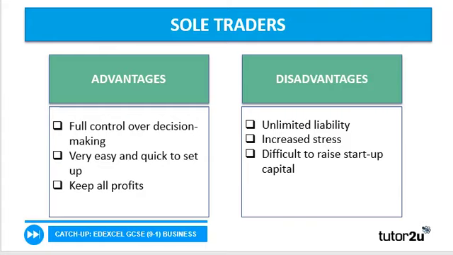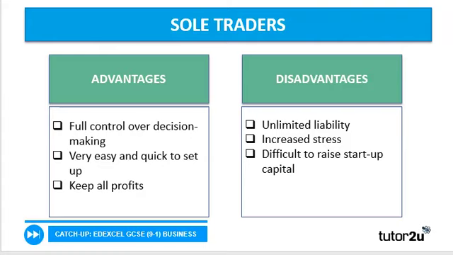The last advantage that we have here is that the sole trader can get to keep all the profits. And tying in with the first advantage, a sole trader obviously can make all the decisions, and instead of keeping all the profit, the sole trader may decide to reinvest some of that profit back into the business. But equally, they can keep all the profits for themselves, and this would be the reward for investing in this type of business ownership.